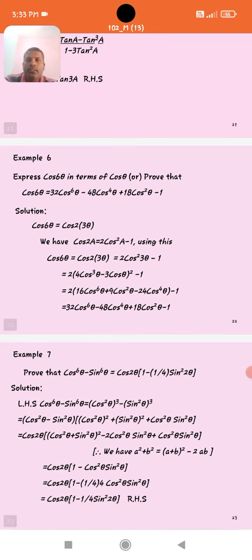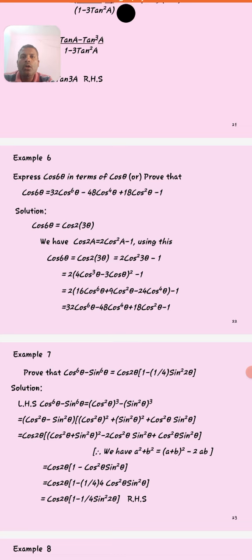Now we see the next problem. Express cos 6 theta in terms of cos theta, or prove that cos 6 theta is equal to 32 cos power 6 theta minus 48 cos power 4 theta plus 18 cos square theta minus 1. Okay, cos 6 theta is equal, we have to write cos 2 into 3 theta. We have the cos 2a formula. What is the cos 2a formula? 2 cos square a minus 1.